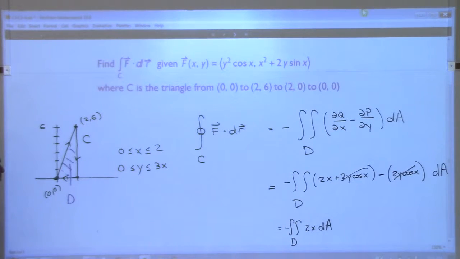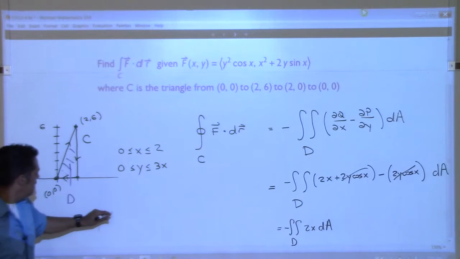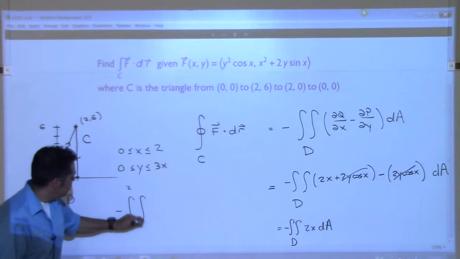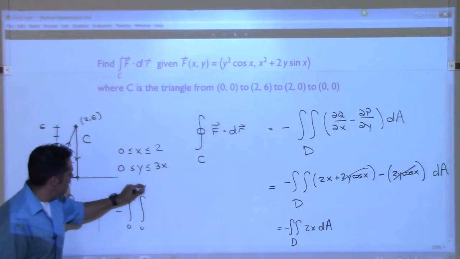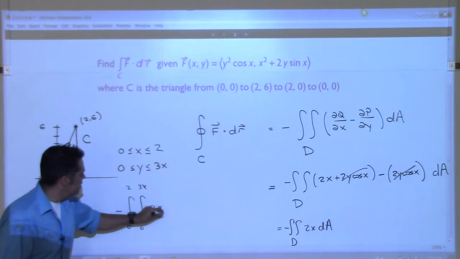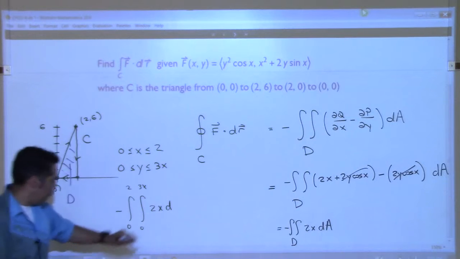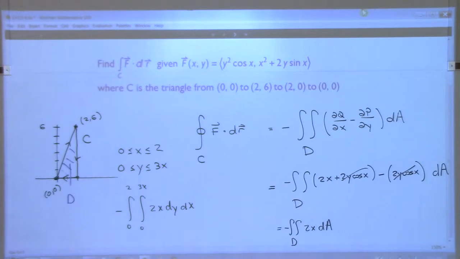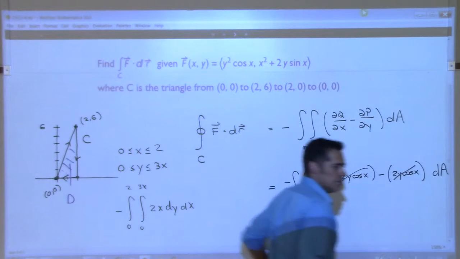So now we're just gonna crank this thing out. We're gonna have negative integral 0 to 2, integral 0 to 3x, and we're integrating 2x dy dx. There we go. And whatever that is, that's the work done. Make sense?